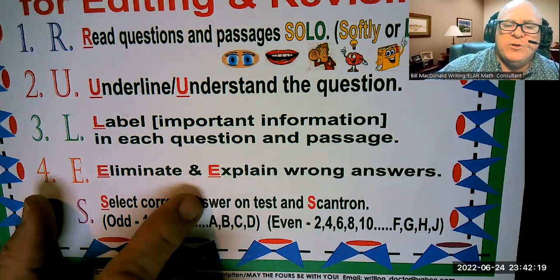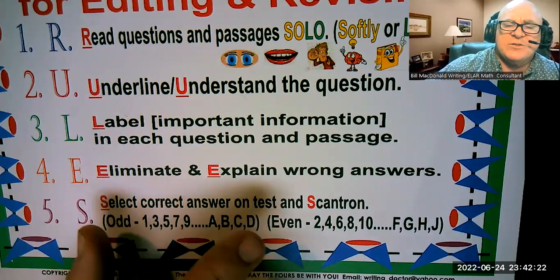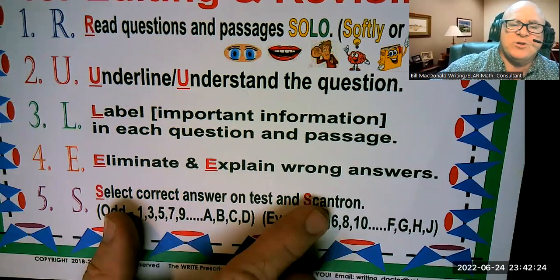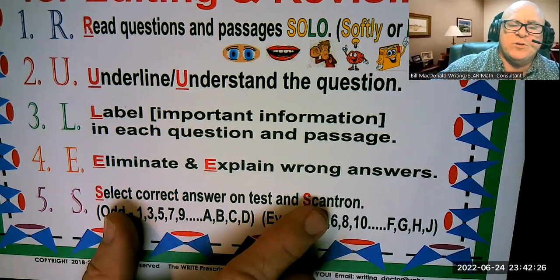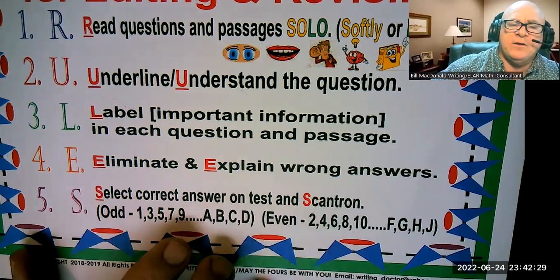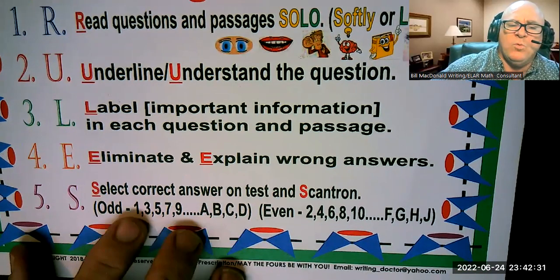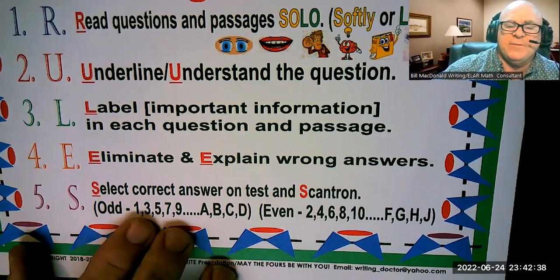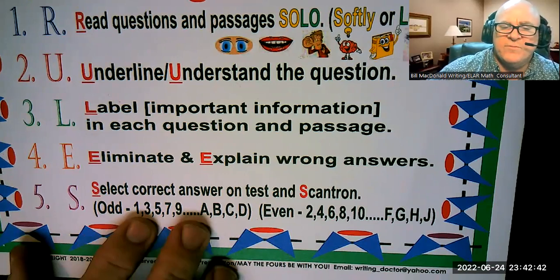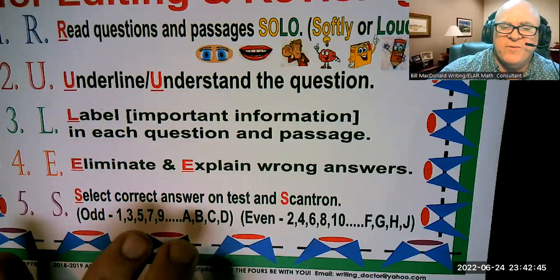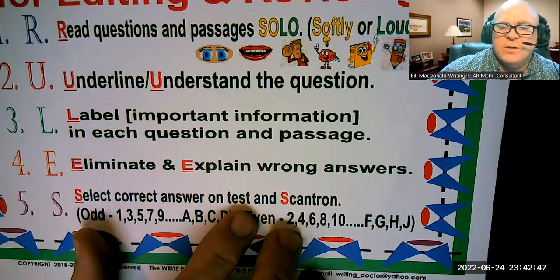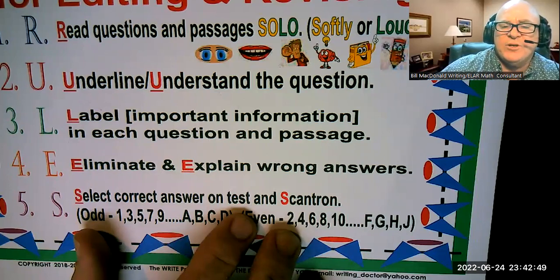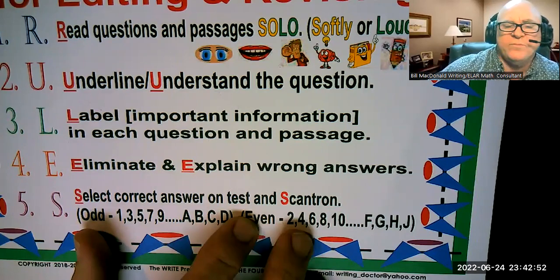Remember that when you do the Scantron starting this coming year, I want to show you the old way here. It used to be that all the odd numbers, odd being 1 vowel, the 1, 3 letters, the 3, and then you skip count from there. It used to be A, B, C, D. Even has 2 vowels, the first even number on a test, and 4 letters.